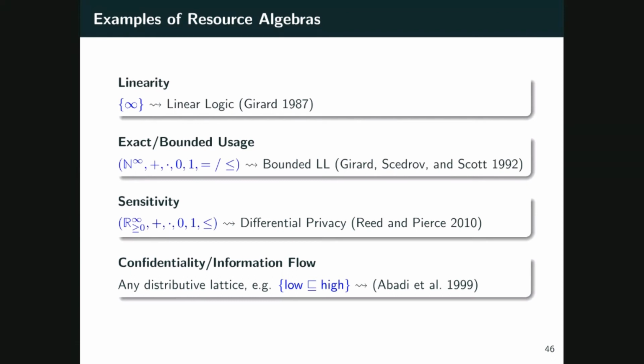And let me show some examples of resource algebras. If we take just a one-element resource algebra, then we essentially recover a linear type system in the spirit of linear logic. If you take extended natural numbers, you recover type systems in the spirit of bounded linear logic. If you take non-negative extended reals, you recover the notion of sensitivity you have in calculi for differential privacy, such as Fuzz, or you can take any distributive lattice and you recover the kind of calculi for confidentiality of information flow that we have seen, for instance, in the introduction.